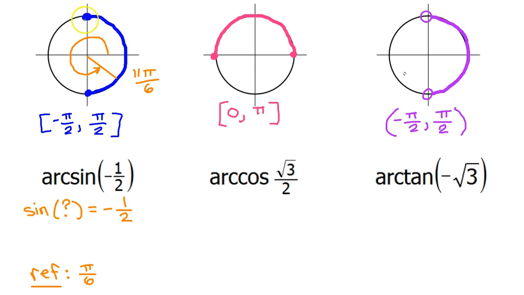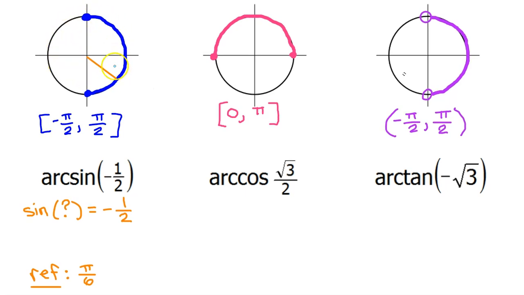That takes us well beyond the maximum range value of pi over 2. So, how do we get to this position without going outside of the restricted range? We have to rotate in the clockwise direction, and therefore this angle is negative pi over 6. So that is the one solution.